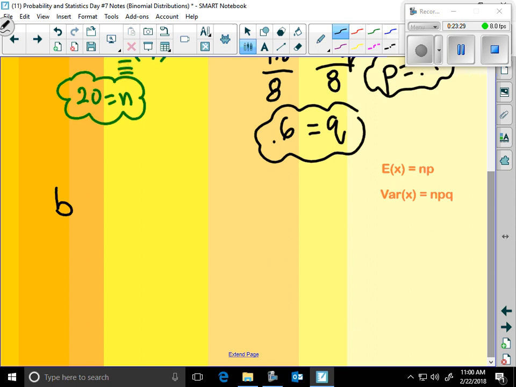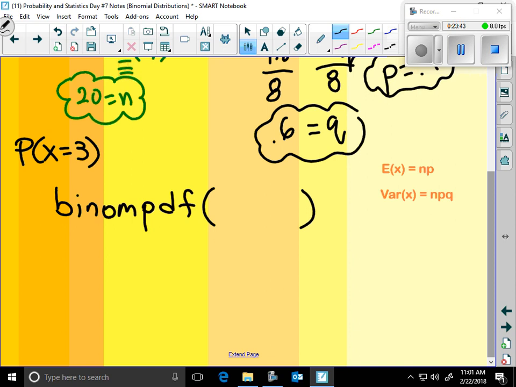Let's go binomial. Is it PDF or CDF? PDF, why? Yeah, it's x equals 3. So the probability that x equals 3 would be binomial PDF. We had 20 trials. Probability of success was 0.4. And we want to know x equals 3. Someone calculate. 0.012. Is that good? Typically 3 decimals is the way to go. Somebody else confirm or deny?